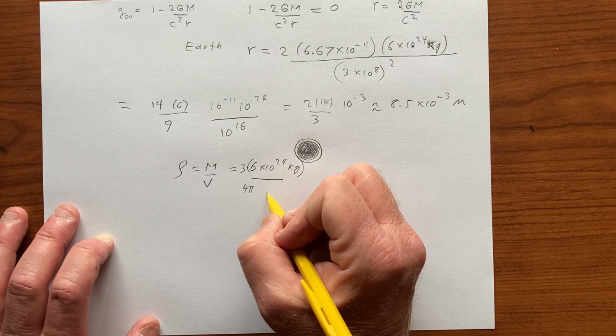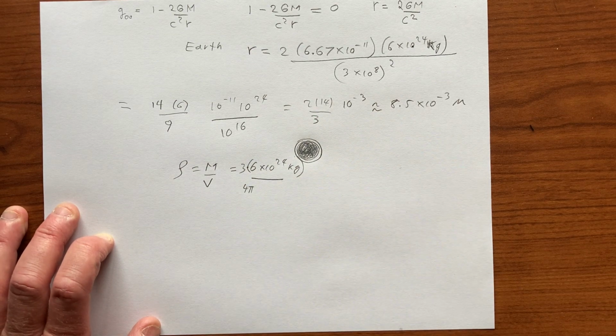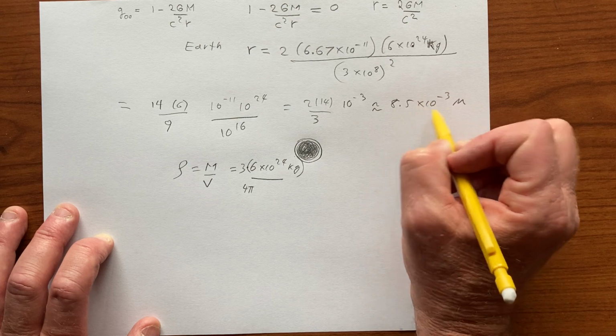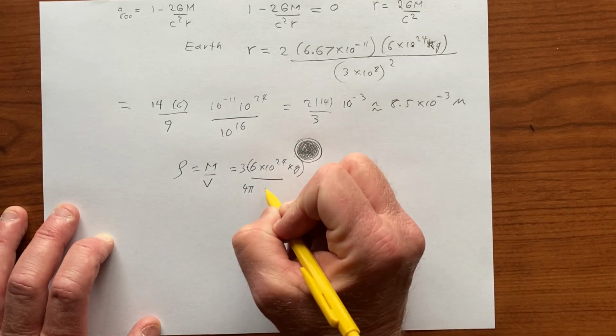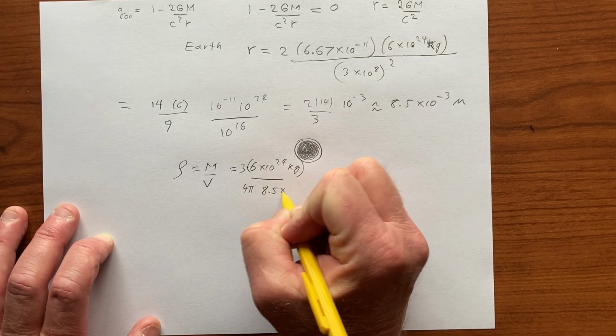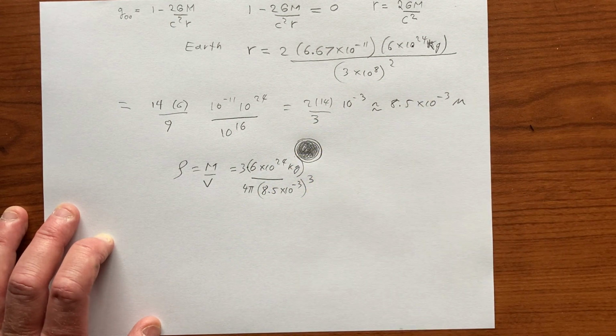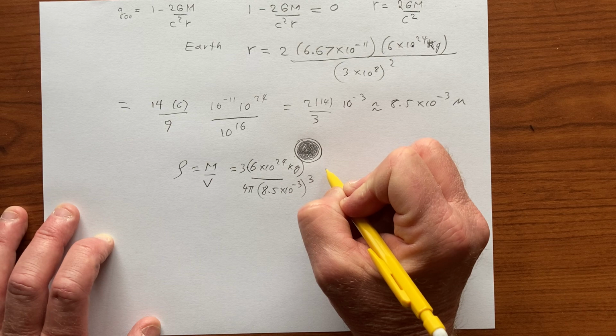The radius of the Earth, volume. Sorry, what am I talking about? I'm doing the radius of this, not the radius of the Earth. So we've put it into the space, so it's 8.5 times 10 to the minus 3. That's what I want to cube. I want to see what kind of density that is. Lost track of the plot here.